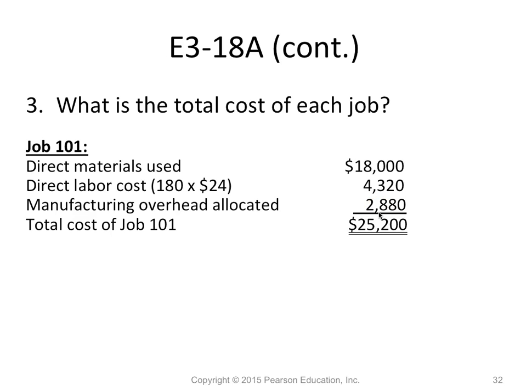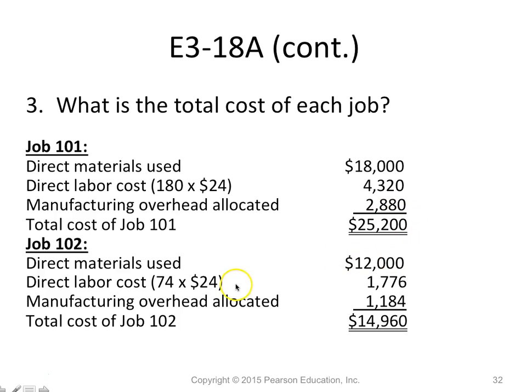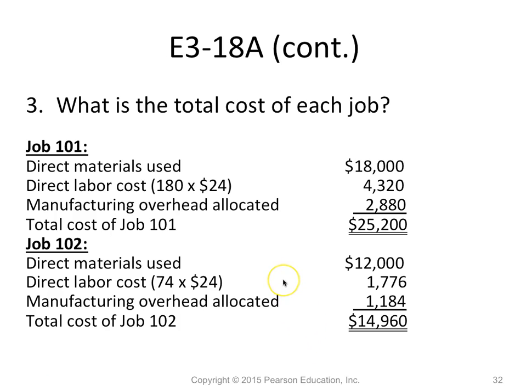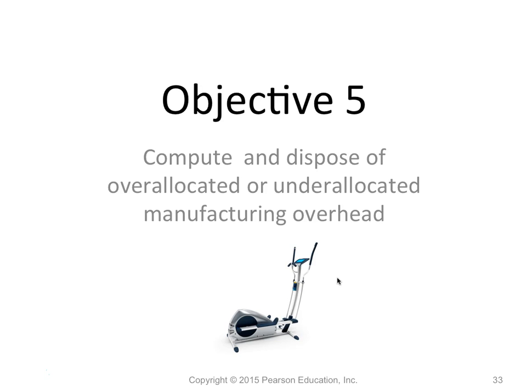So we get a total for job one. For job two, same idea, 74 times 24, and $12,000 is given as direct materials, and I have calculated 1,184 as the overhead allocated, and the total cost will be 14,960. If we want a total for these two jobs, it will be 25,200 plus 14,960, so the total will be $40,160.